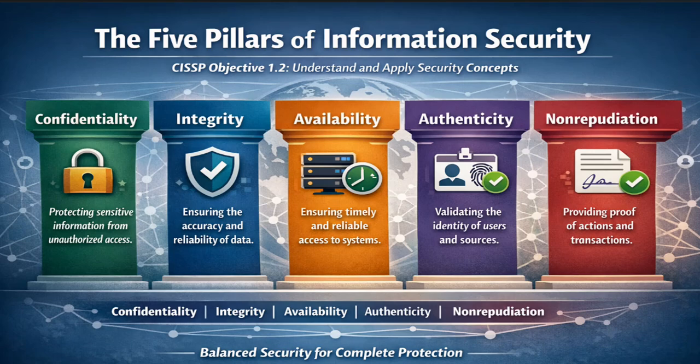Common controls include redundancy, fault tolerance, backups, disaster recovery, load balancing, high availability clustering, and DDoS protection. A failure in availability occurs when systems or data cannot be accessed, such as during a ransomware attack, server outage, denial of service attack, or hardware failure.